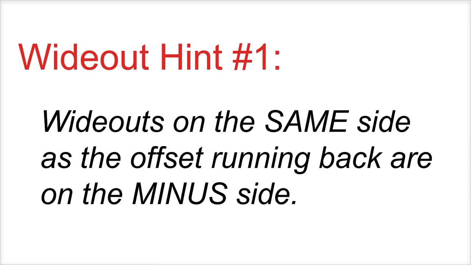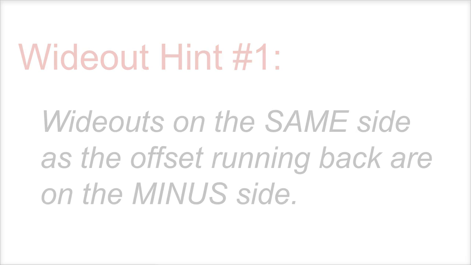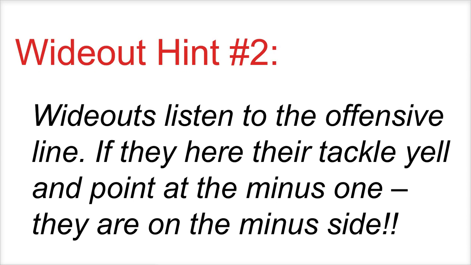Whiteout hint number 1. Whiteouts on the same side as the offset running back are on the minus side. Whiteout hint number 2. Whiteouts listen to the offensive line. If they hear their tackle yell and point at the -1, they're on the minus side.